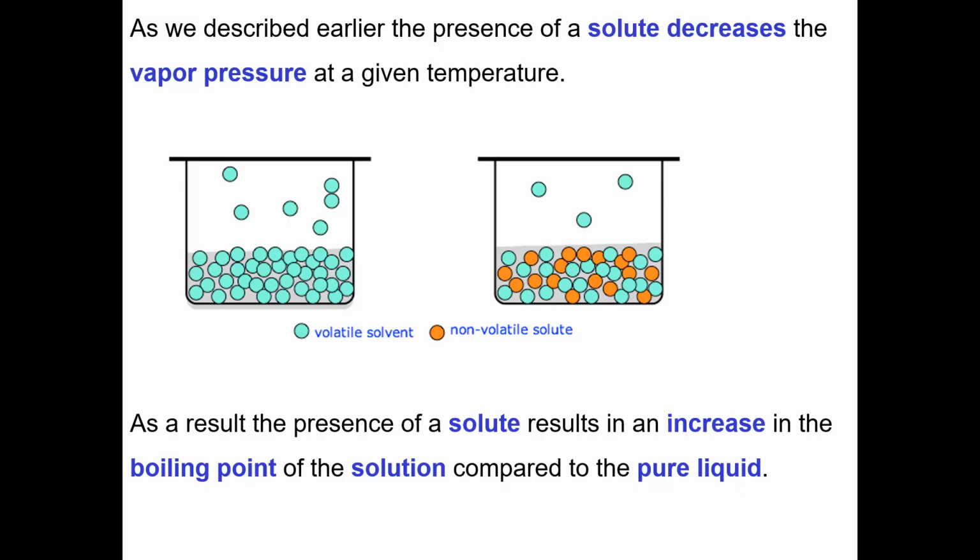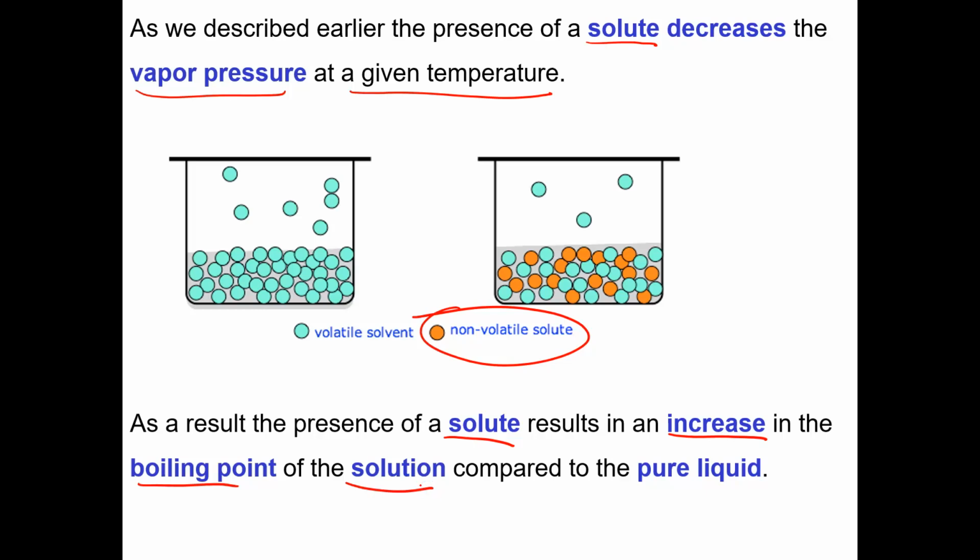So as we described earlier, adding a solute to a solvent decreases the vapor pressure at any given temperature. So as a result, the temperature required to reach atmospheric pressure, to reach the normal boiling point, is going to be increased in the presence of a non-volatile solute, right? So say it was at boiling, 760 torr, and then you add a solute, well, that's going to decrease the vapor pressure and kill the boiling. So the presence of a solute results in an increase in the boiling point of a solution compared to the pure liquid.